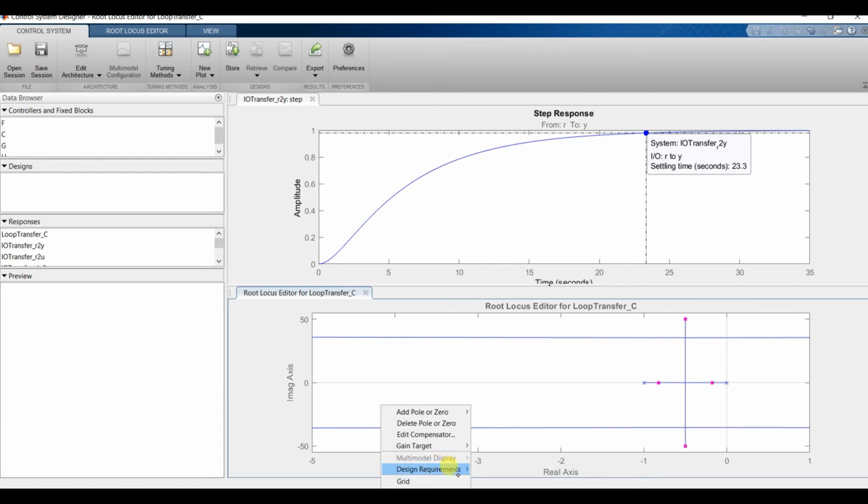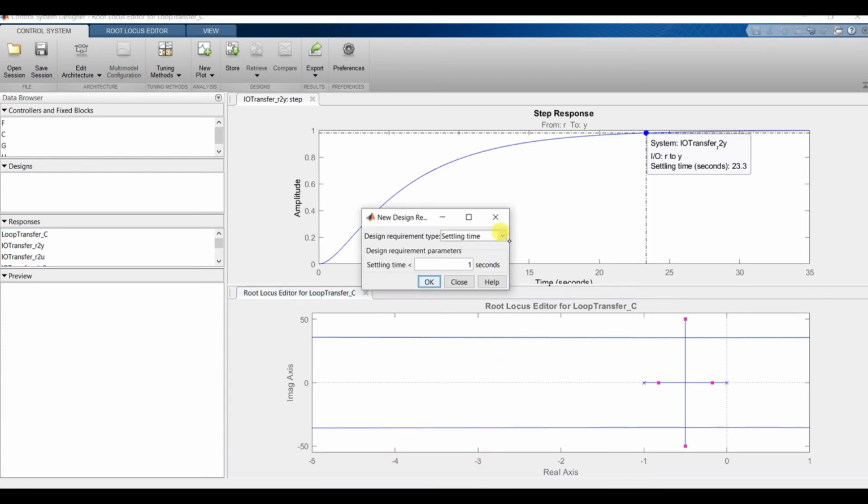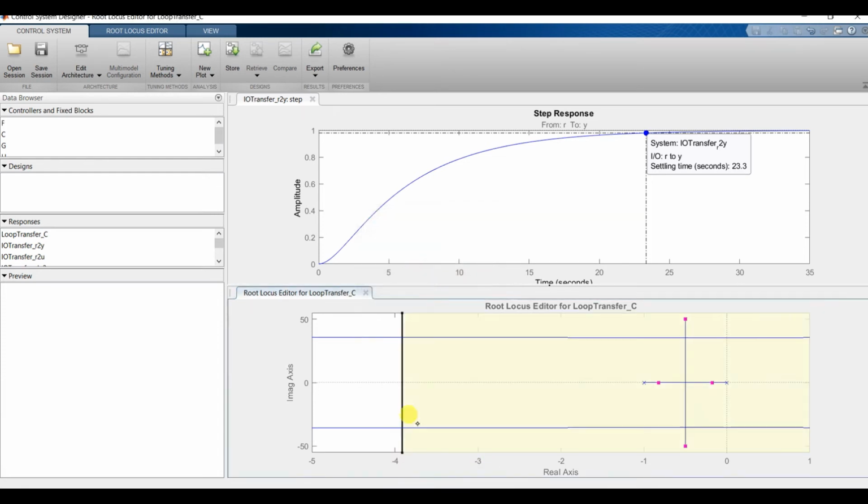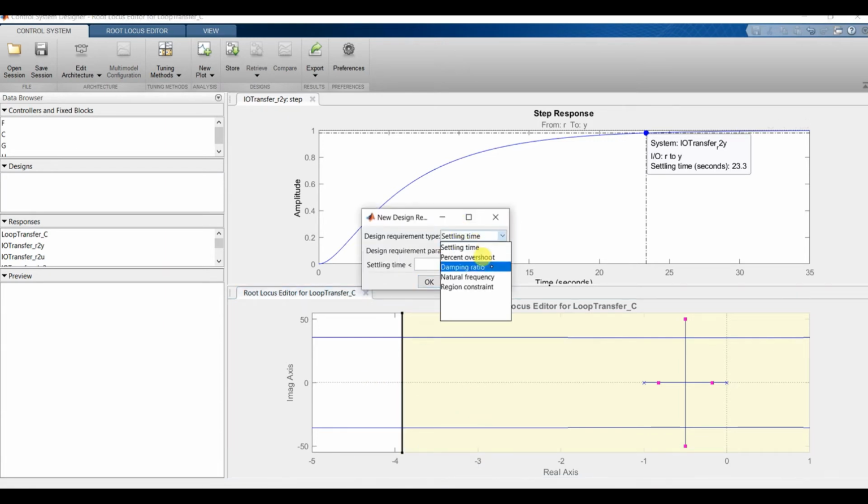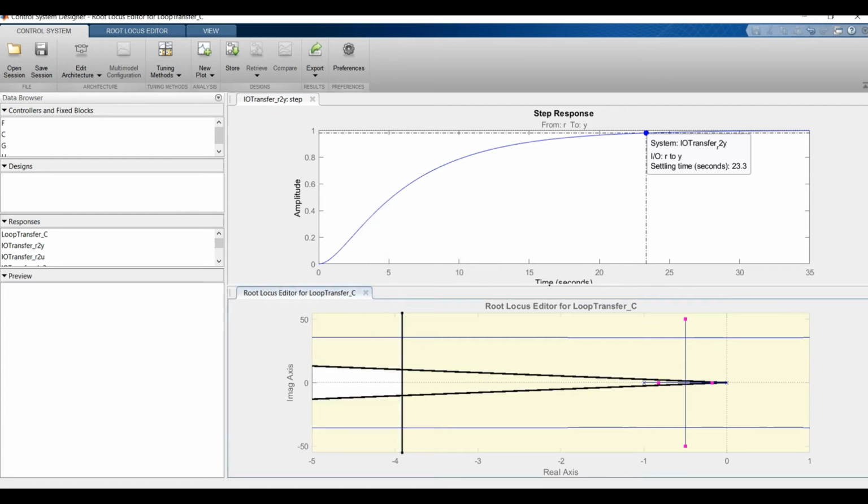I can introduce the design requirements. For the settling time, we want to have 1 second. So it means that we should have the closed-loop poles in the white area. And for the overshoot, we need to have it smaller than 30%. So we should manage to bring the closed-loop poles of the system into the white area over here.